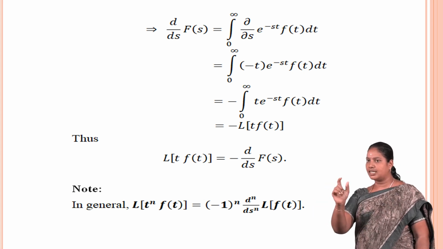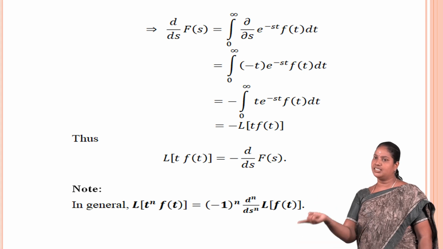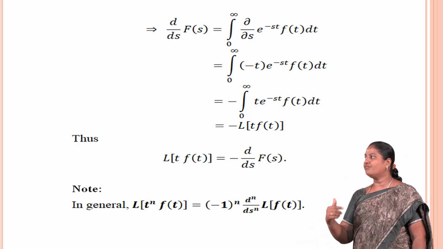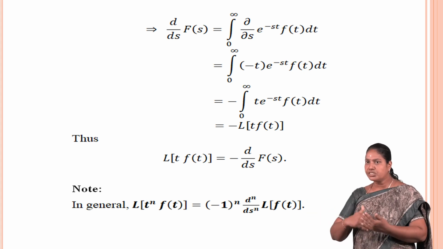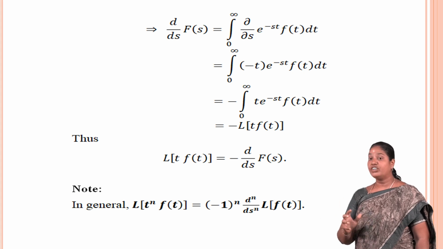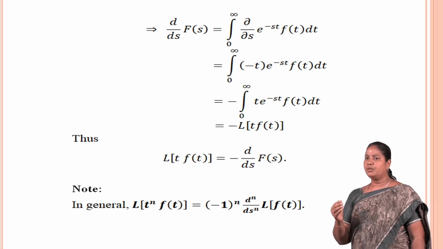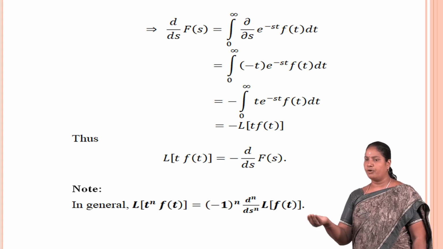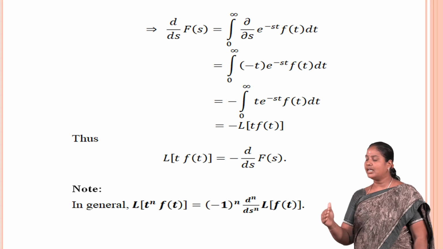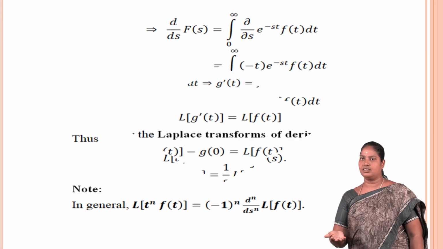Here we will observe that this is nothing but the Laplace transform of the function t times f(t). Therefore L of t into f(t), if we take the minus to the left hand side, is minus d/ds of F(s). If we proceed with this same differentiation process, we will get in general L of t^n into f(t), that is a monic polynomial of degree n without constant term, that is t^n. So L of t^n f(t) is nothing but (-1)^n d^n/ds^n of L of f(t), that is the nth derivative of L of f(t), that is capital F(s).